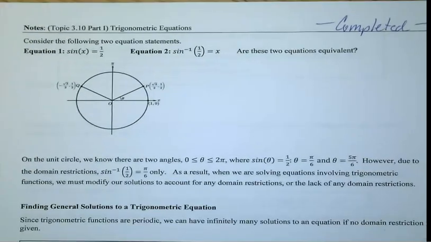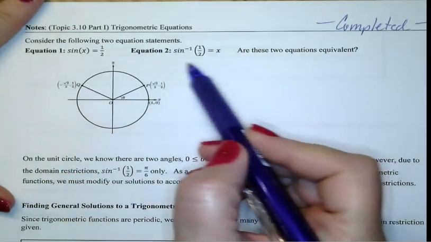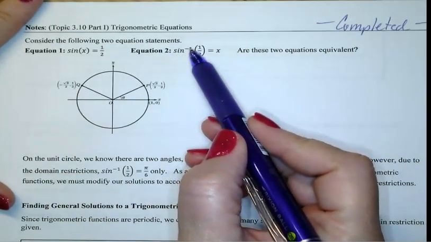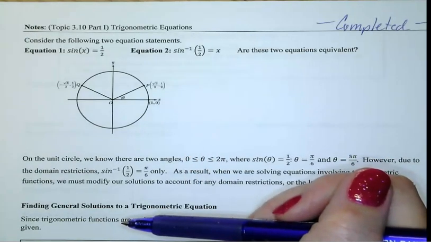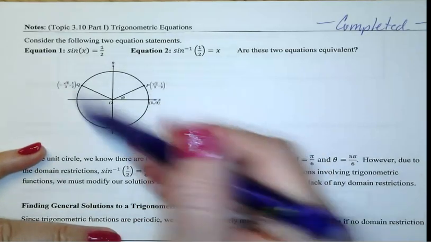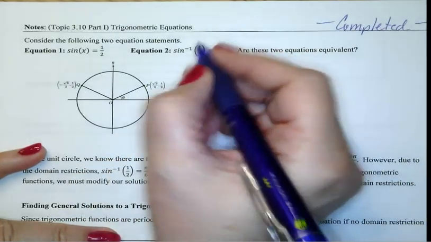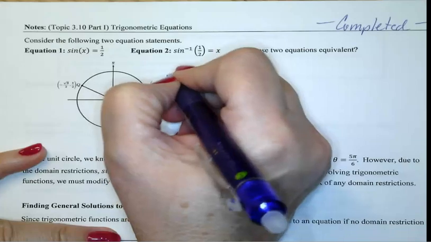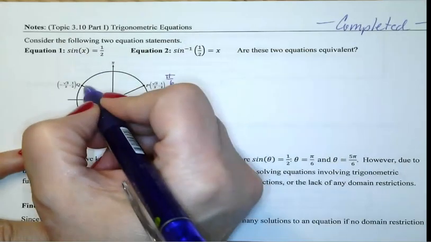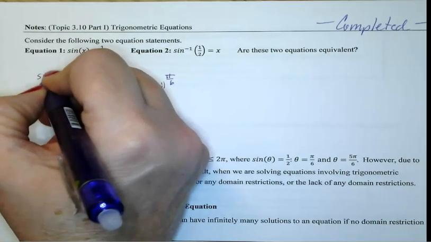So let's start with this first question, example one. We have sine of x equals 1/2, and then equation two, sine to the negative 1 of 1/2 equals x. So the first question here is, are they equivalent? Well, here's a circle, and we know that at this particular point, we have pi over 6. And at this particular point, standard position around to here, that would be 5 pi over 6.